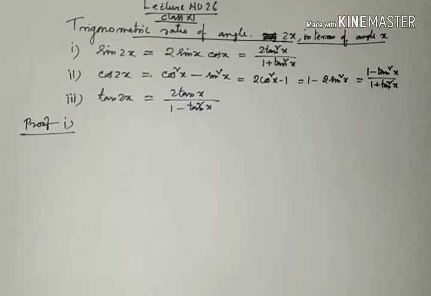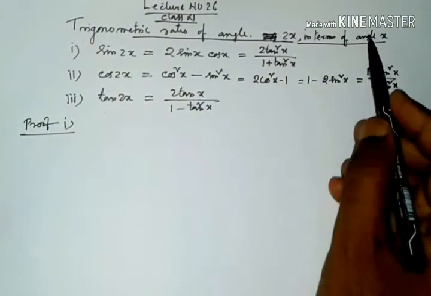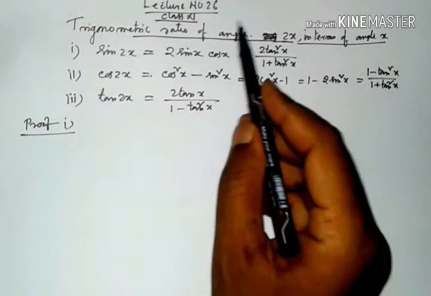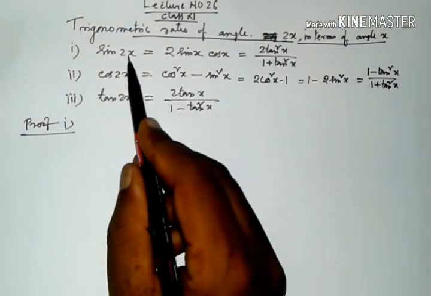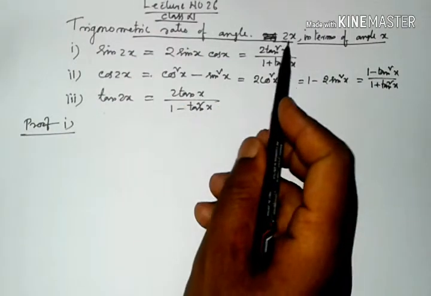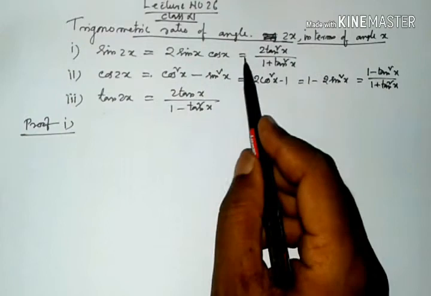Today I shall discuss trigonometric ratios of angle twice x in terms of angle x. This is my lecture number 26 for class 11. That is, at first, sin 2x. Trigonometric angle twice x, therefore sin 2x is equal to 2 sin x cos x.